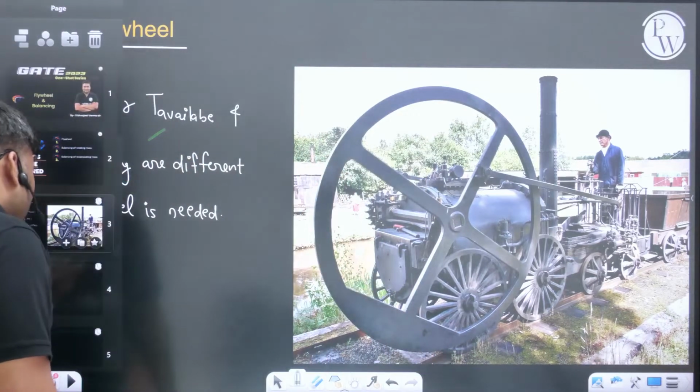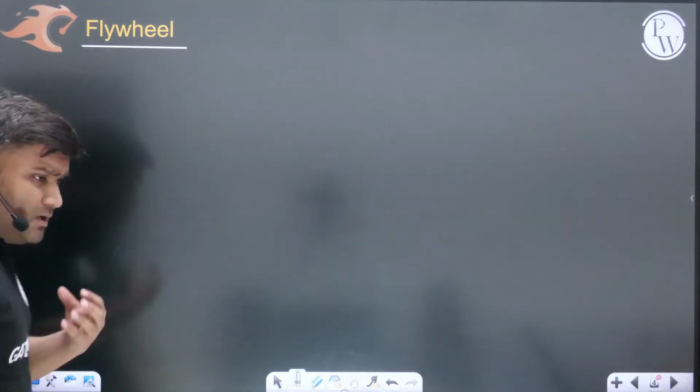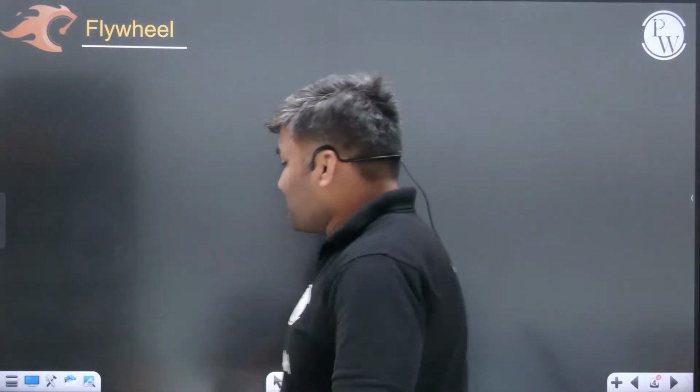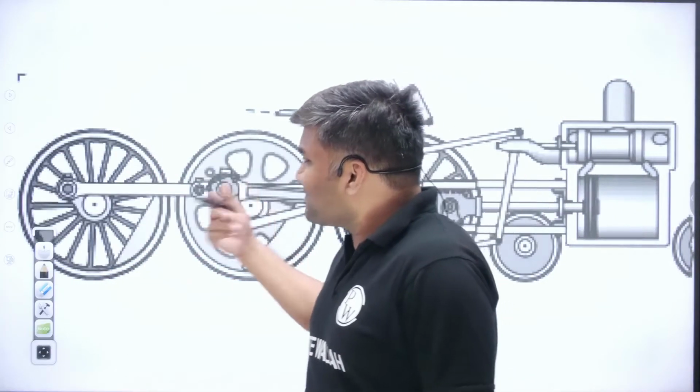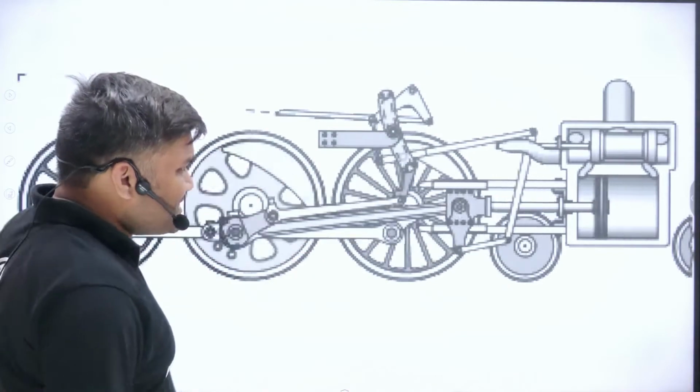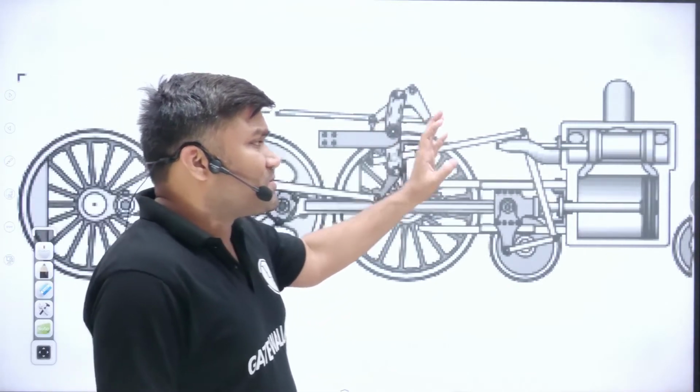Acha, to explain what I have said, I will take the example of a beautiful engine which is a steam engine. I am taking the example of a double acting single cylinder steam engine. And many of you are already aware of that. How does it work? A steam engine earlier days mein railways mein it was being used.